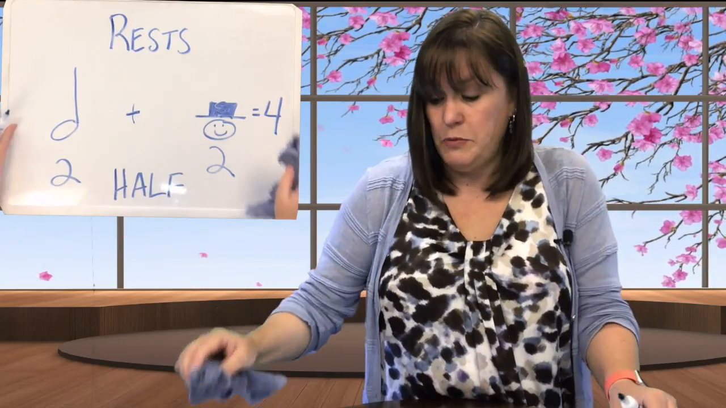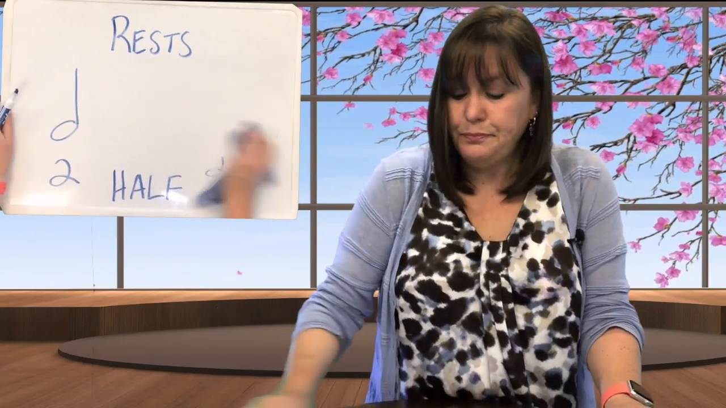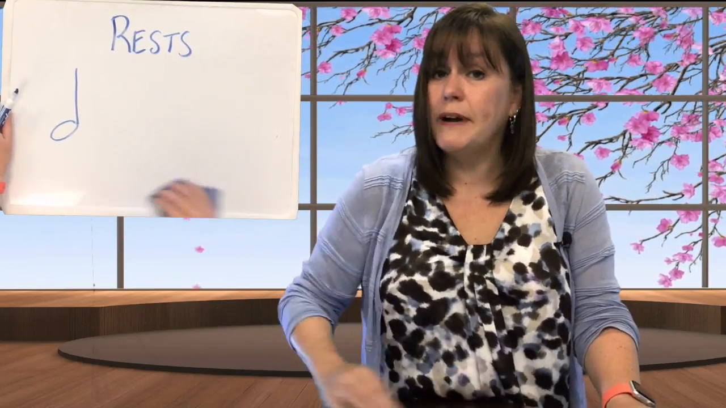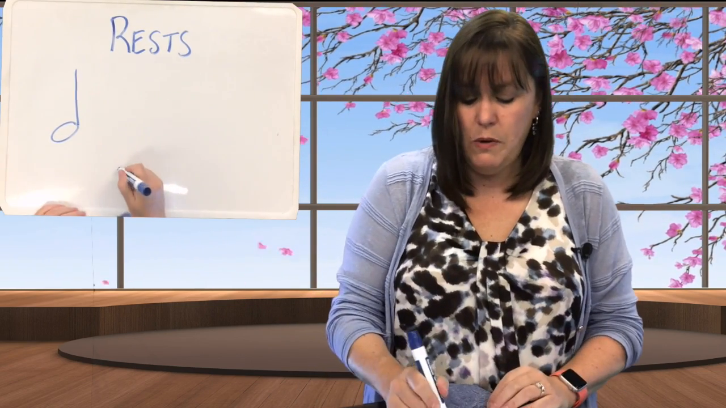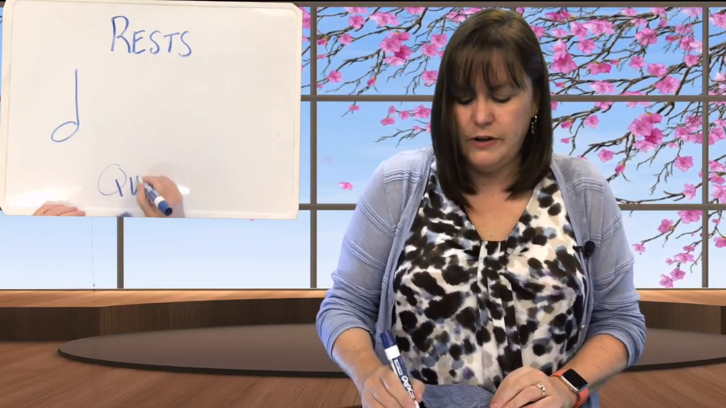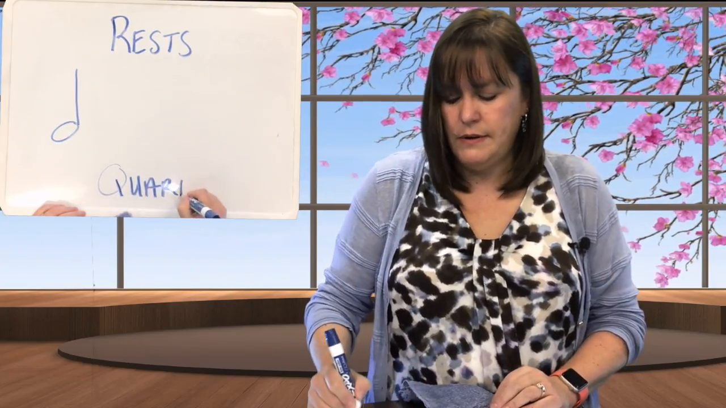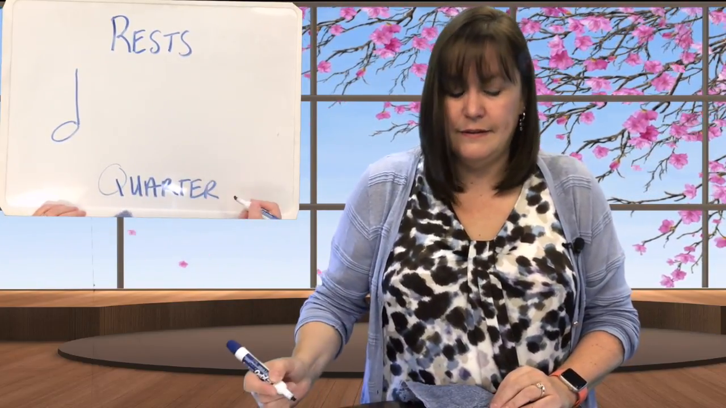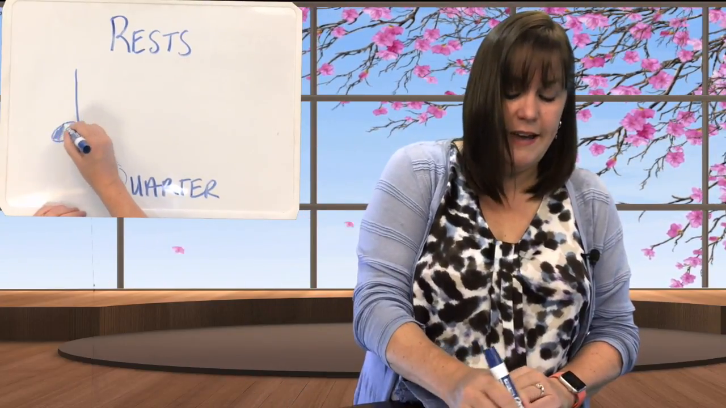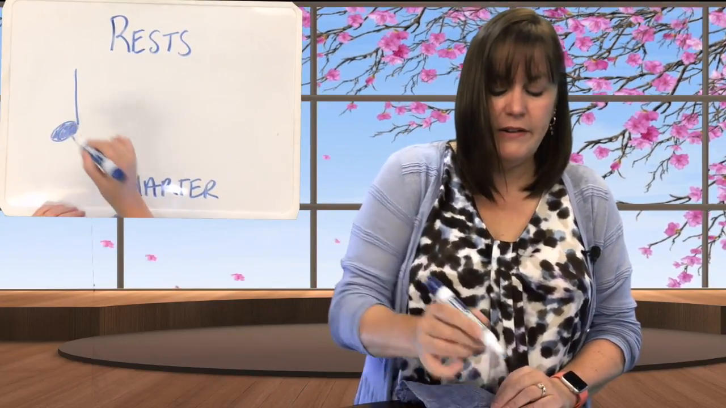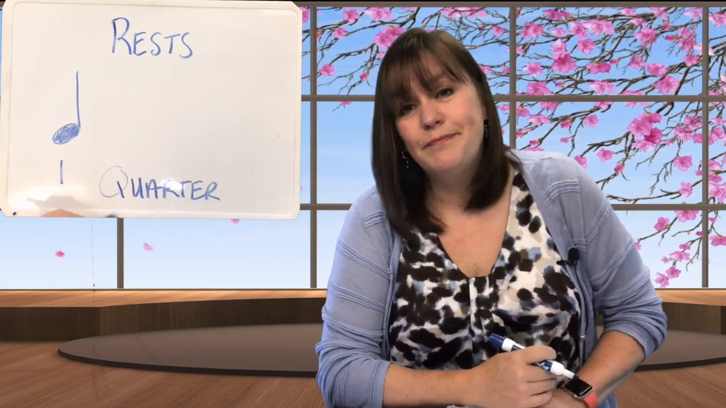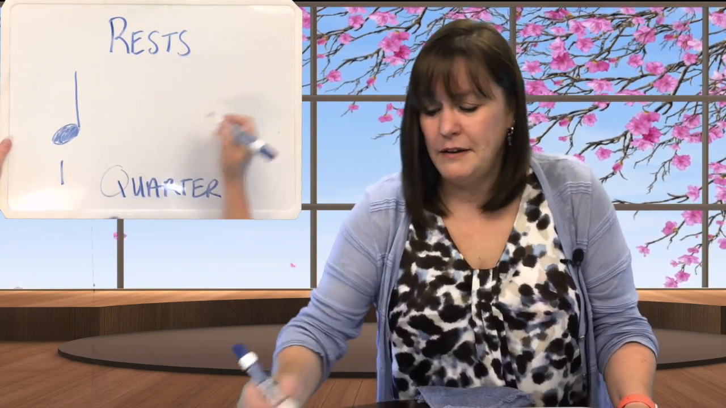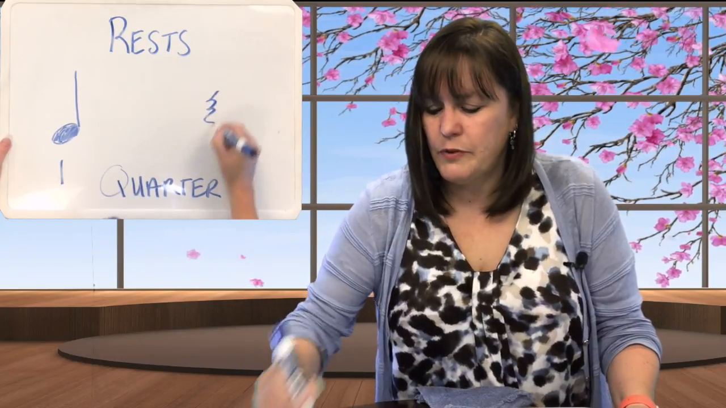Now, let's move on. The next note, I don't even have to erase my half note. I've got to do something to it to show a quarter note. What would I do to that half note to turn it into a quarter note? Something's not right. That's right, I need to fill in its head. Now it's a quarter note and it gets 1 beat. The quarter rest is difficult to draw. It's kind of a squiggle thing.